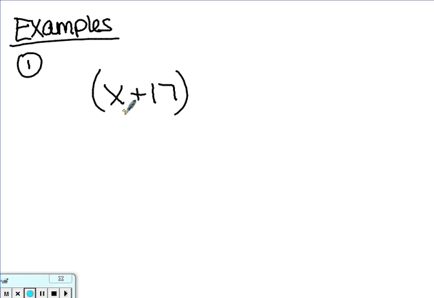(x + 17) squared equals 2. Notice that we have a squared term, which means there's going to be two solutions, and whatever we do to one side, we have to do to the other. The first thing we want to do in this equation is get rid of that square. Our goal is to isolate that variable. We want to get that x by itself.